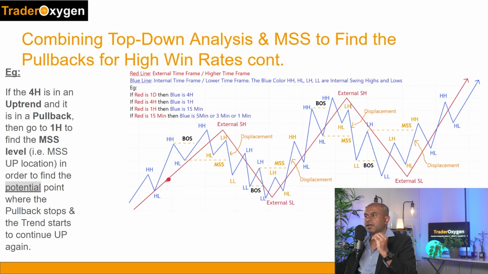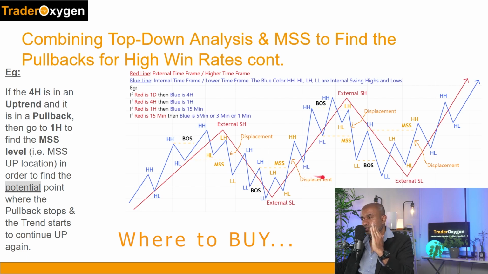For example, if your higher time frame is the 4-hour, the red color line is the 4-hour, and let's say the 4-hour is in a pullback, then what you do is go to the 1-hour and see if there's a market structure shift. If you see a market structure shift, then potentially the pullback is over, and after that you can start buying in these locations in the 1-hour chart. Okay, let's jump into another example.